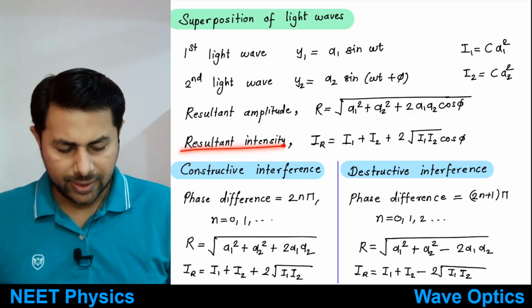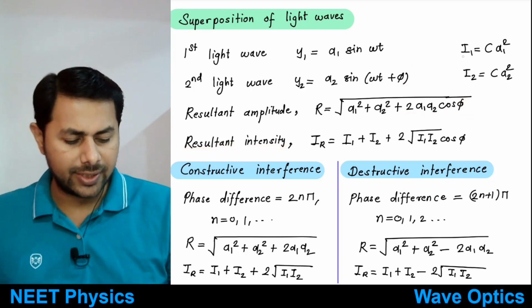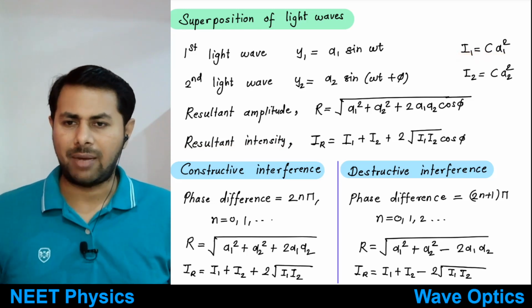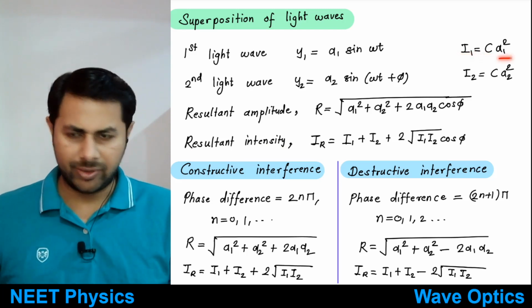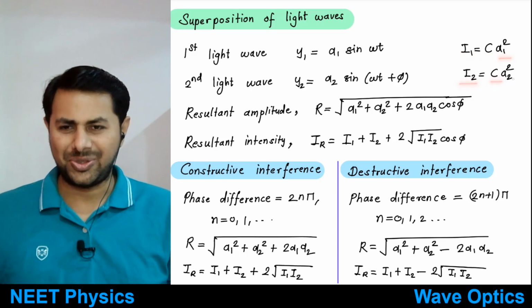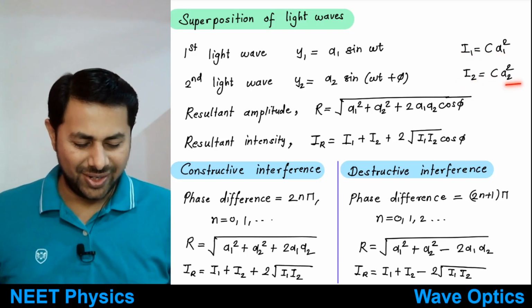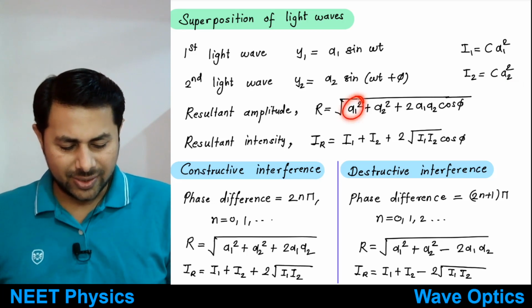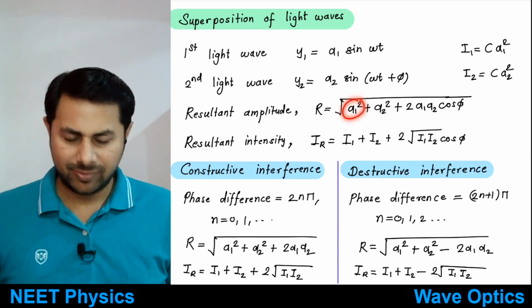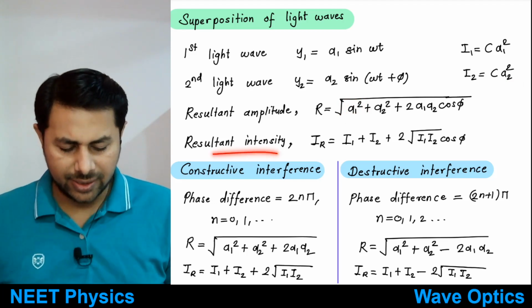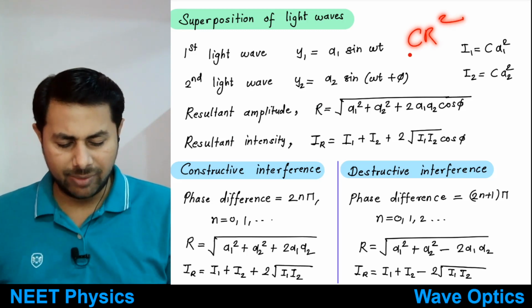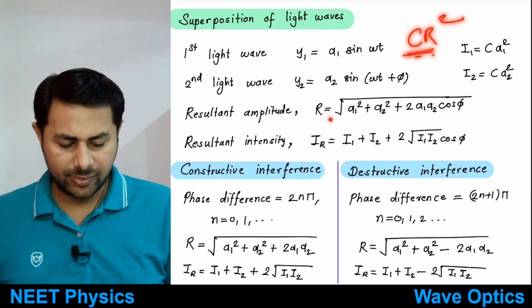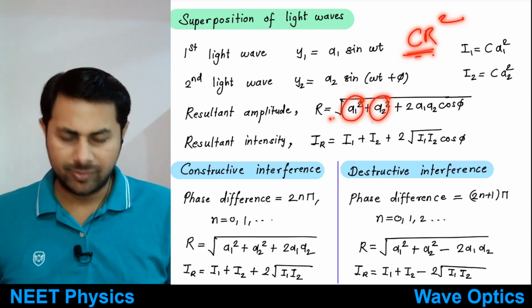Then what would be the resultant intensity? We have also studied that intensity is directly proportional to the amplitude squared. So I1 is some constant c times a1², and I2 is the same constant c times a2². The resultant intensity is c times R², which can be written as c times (a1² + a2² + 2 a1 a2 cos φ), right?